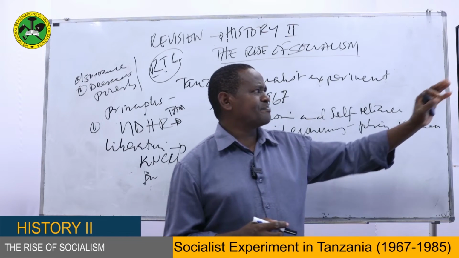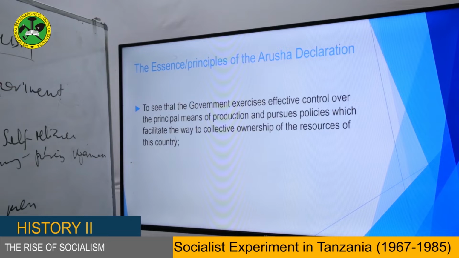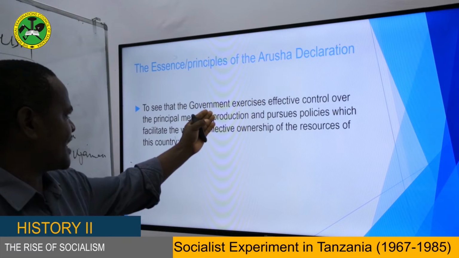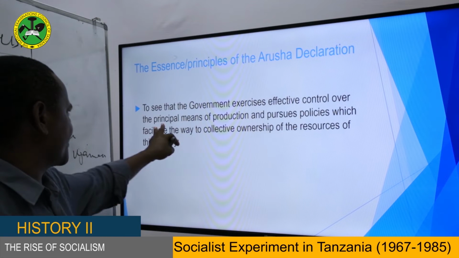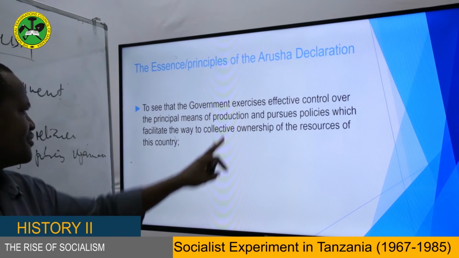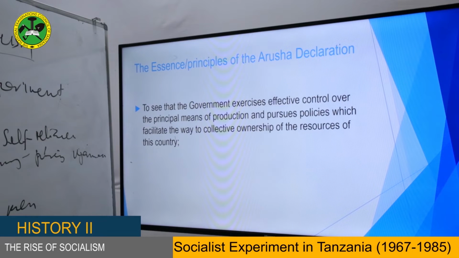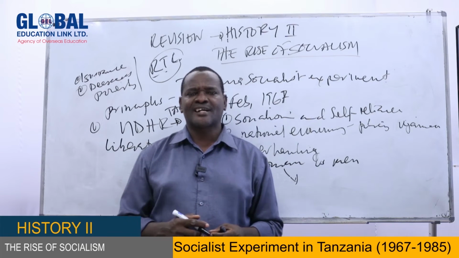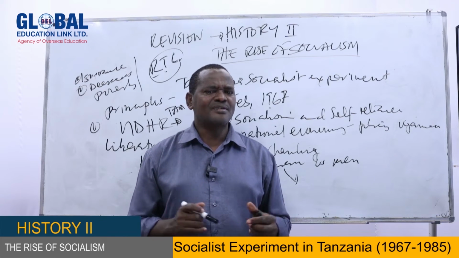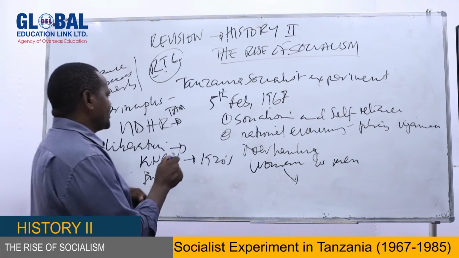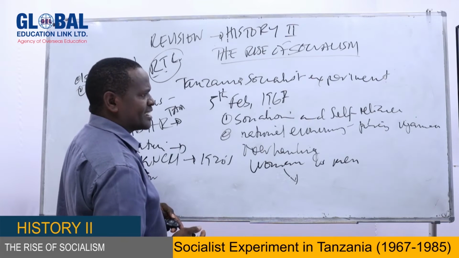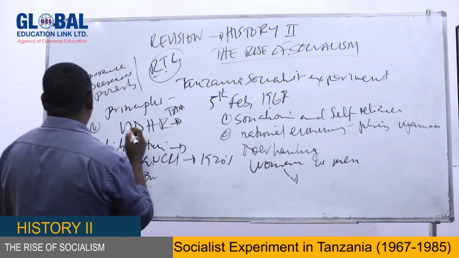My dear students, let's look at another principle, or essence, of the Arusha Declaration. Another thing is to see that the government exercises effective control over the principal means of production and pursues policies which facilitate the way to collective ownership of those resources. This, of course, was implemented by the nationalization of all major means of production. At independence, major means of production were in the hands of private individuals.